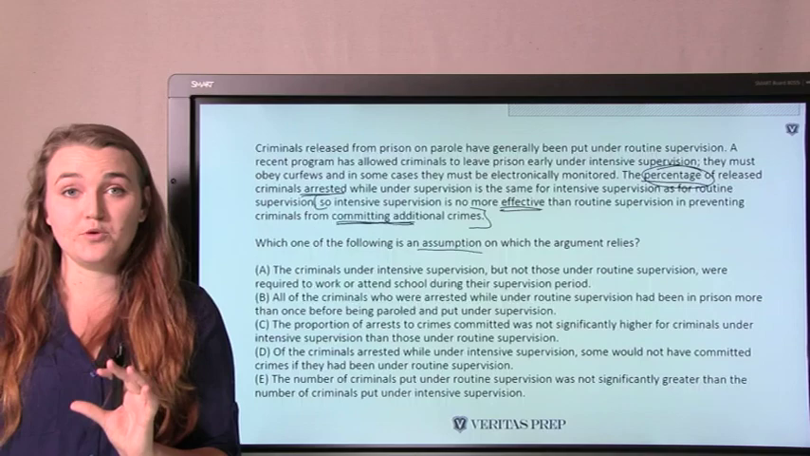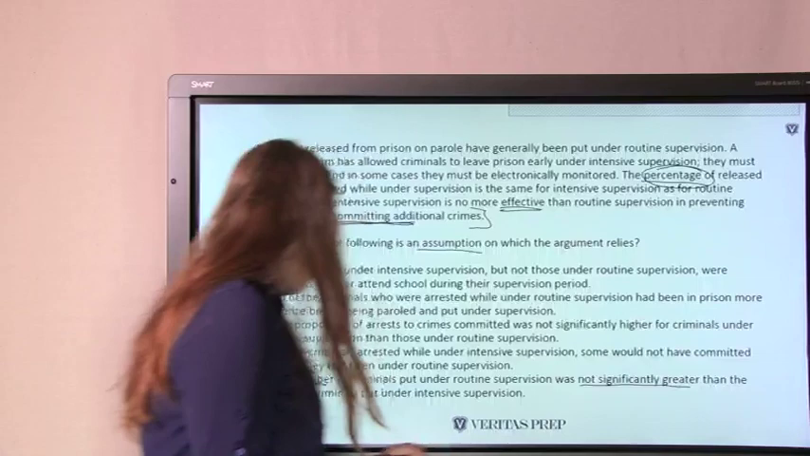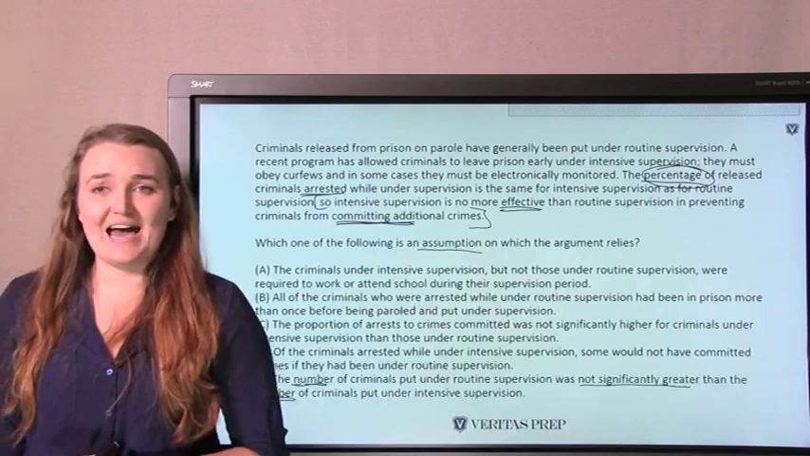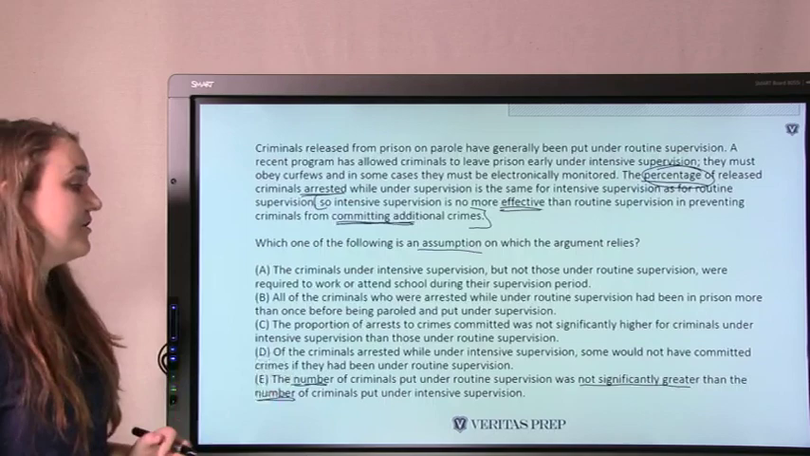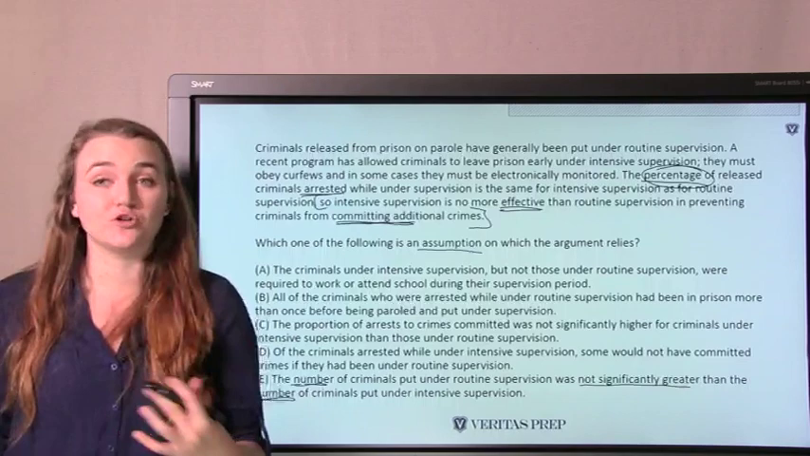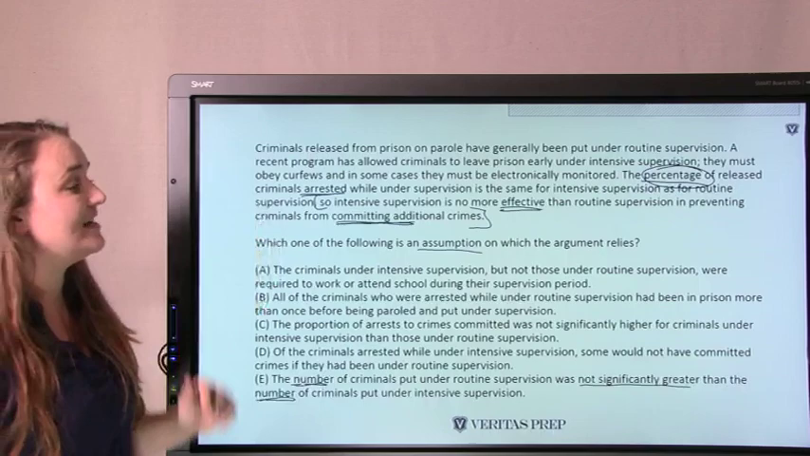We have the number of criminals put under routine supervision was not significantly greater than the number of criminals put under intensive supervision. So we're already looking at a percentage or a proportion. That's exactly correct, and that's going to be the most relevant measurement to us here. We don't have to know that the number of criminals put under routine supervision versus intensive supervision was greater than, less than, anywhere along the way. The number we have in each group doesn't matter to us so long as we've already expressed things in terms of this percent or proportion.